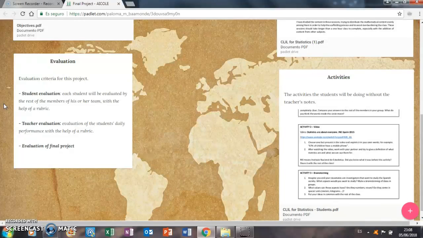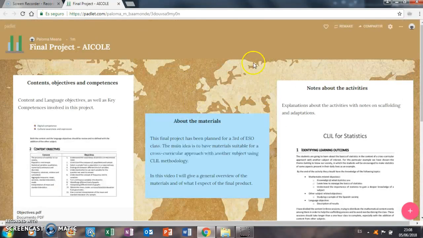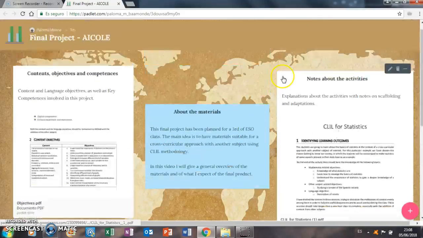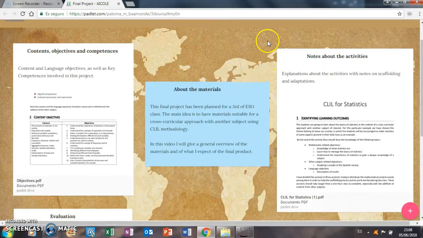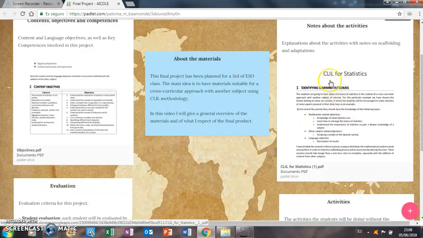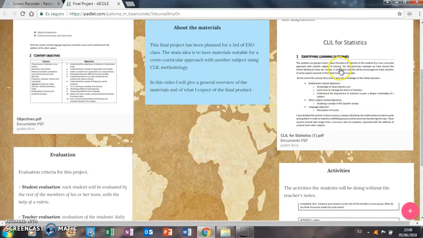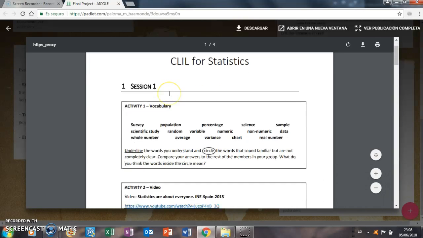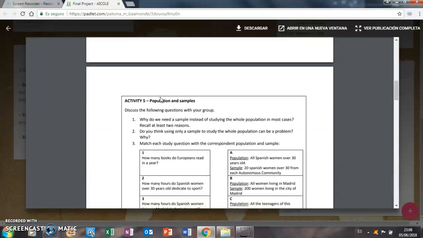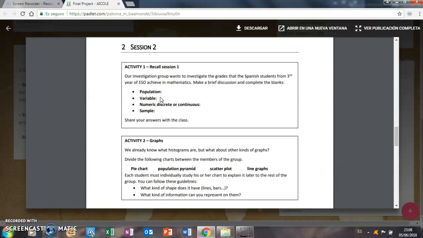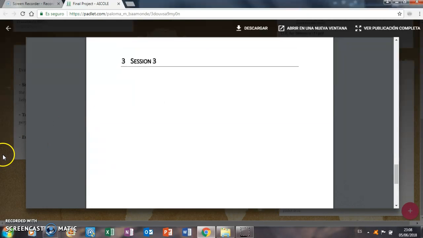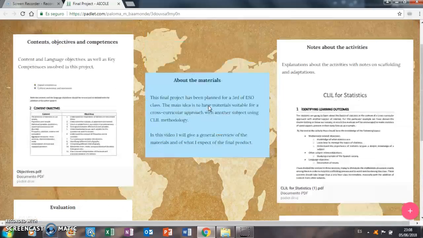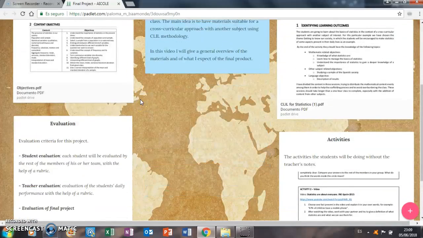So this is basically it. I have uploaded all the materials to Padlet, and I have two separate sheets for the activity. One is with the teacher notes, which is the one I was showing you earlier. It has notes on how to scaffold, on notes about adaptations, and the other one is just a regular worksheet for the students without all the notes, and leaving just the activities for them to do. And that is all about my project.